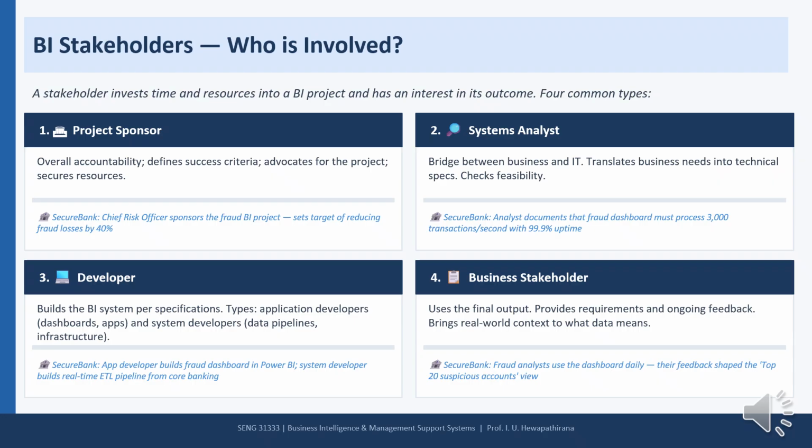The fourth stakeholder is the business stakeholder. These are the people who ultimately use the finished product to do their jobs. They provide requirements at the beginning of the project and feedback throughout. Their input is what keeps the BI system grounded in real business needs rather than technical assumptions. At Secure Bank, the fraud analysts who use the dashboard daily were central to shaping one of its most useful features, the Top 20 Suspicious Accounts view, based on their operational experience.